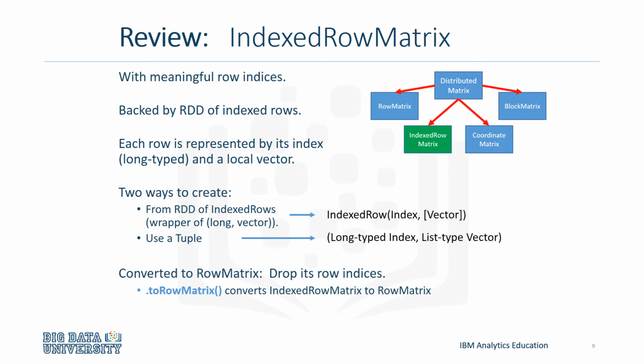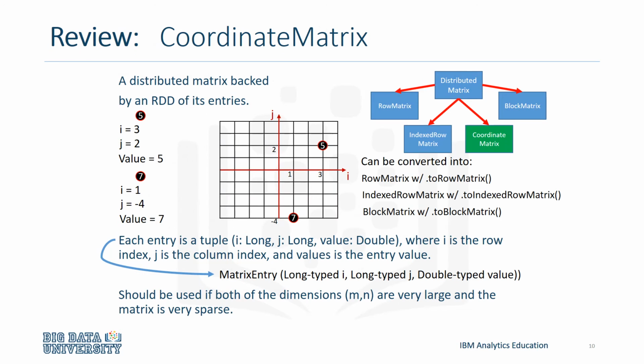The indexed row matrix is the second distributed matrix covered. It is similar to a row matrix. However, the indexed row matrix uses meaningful row indices. Next is the coordinate matrix. Remember that this type of distributed matrix consists of a collection of tuples, with each tuple containing the row index, the column index, and the entry value.